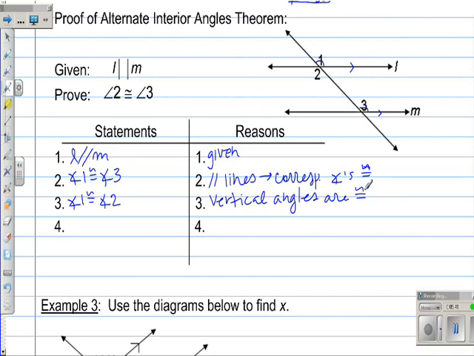And you can just write that out. Vertical angles are congruent. You may also write definition of vertical angles, but you need to make sure you understand what that definition of vertical angles means. Well, now, if angle 1 is congruent to angle 2, and I'm going to mark my picture, I can see from my picture that all three angles are congruent. I can also use my transitive property to say, since angle 2 is congruent to angle 1, and angle 1 is congruent to angle 3, then we now know that angle 2 is congruent to angle 3 by transitive property of congruence.